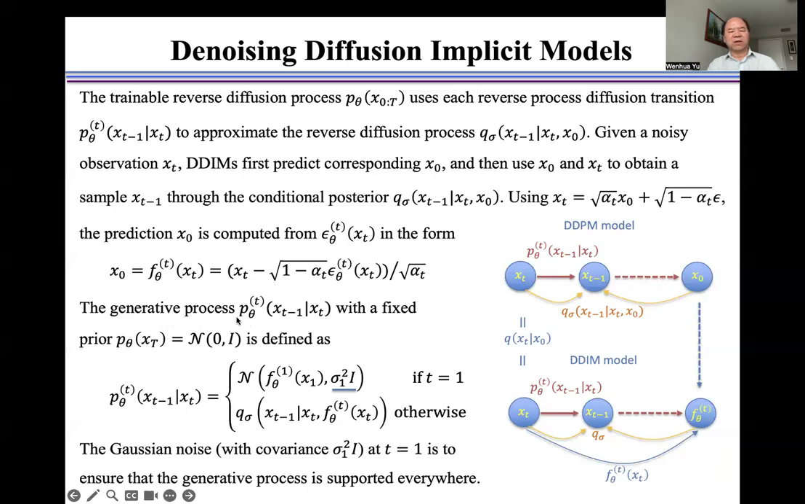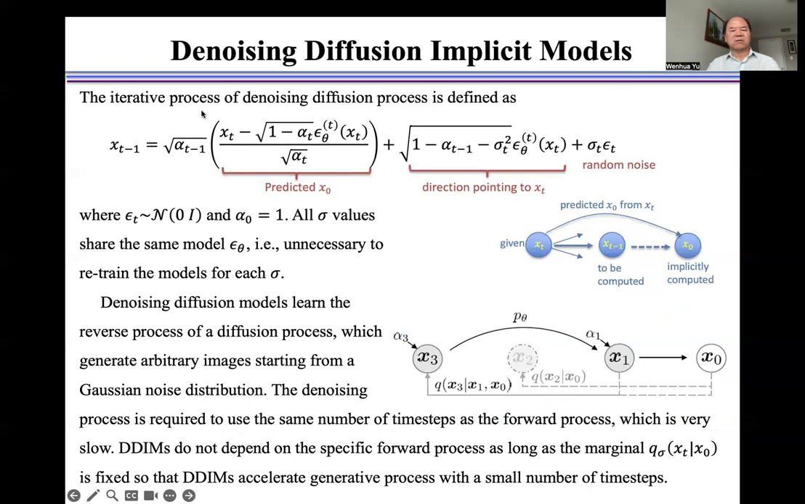The generative process p theta t with a fixed prior p theta is defined as here. For t is 1, p theta is calculated from this normal distribution. Otherwise, use this Q sigma. The Gaussian noise at t is 1 is to ensure that the generative process is supported everywhere. This is the DDPM model and this is the DDIM model.